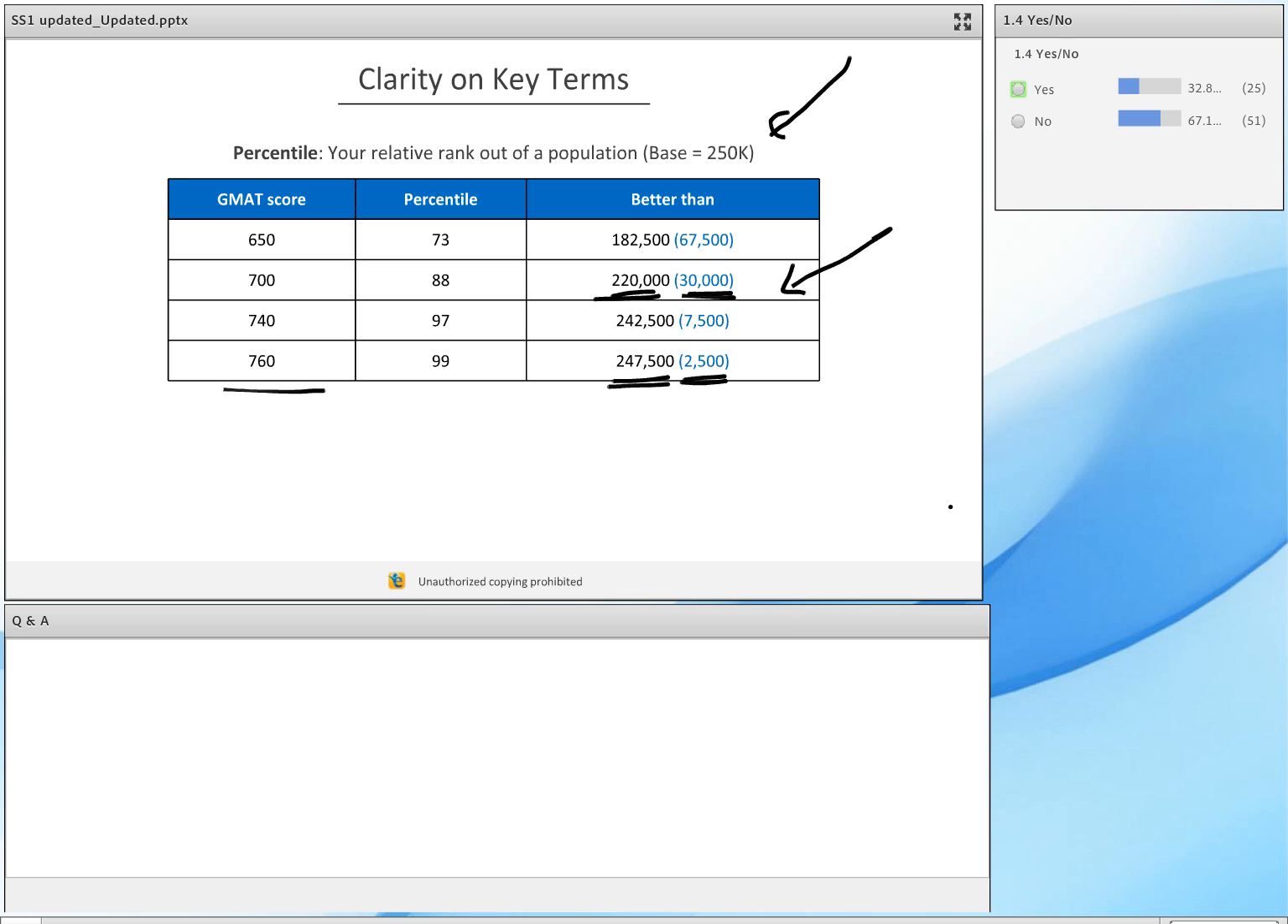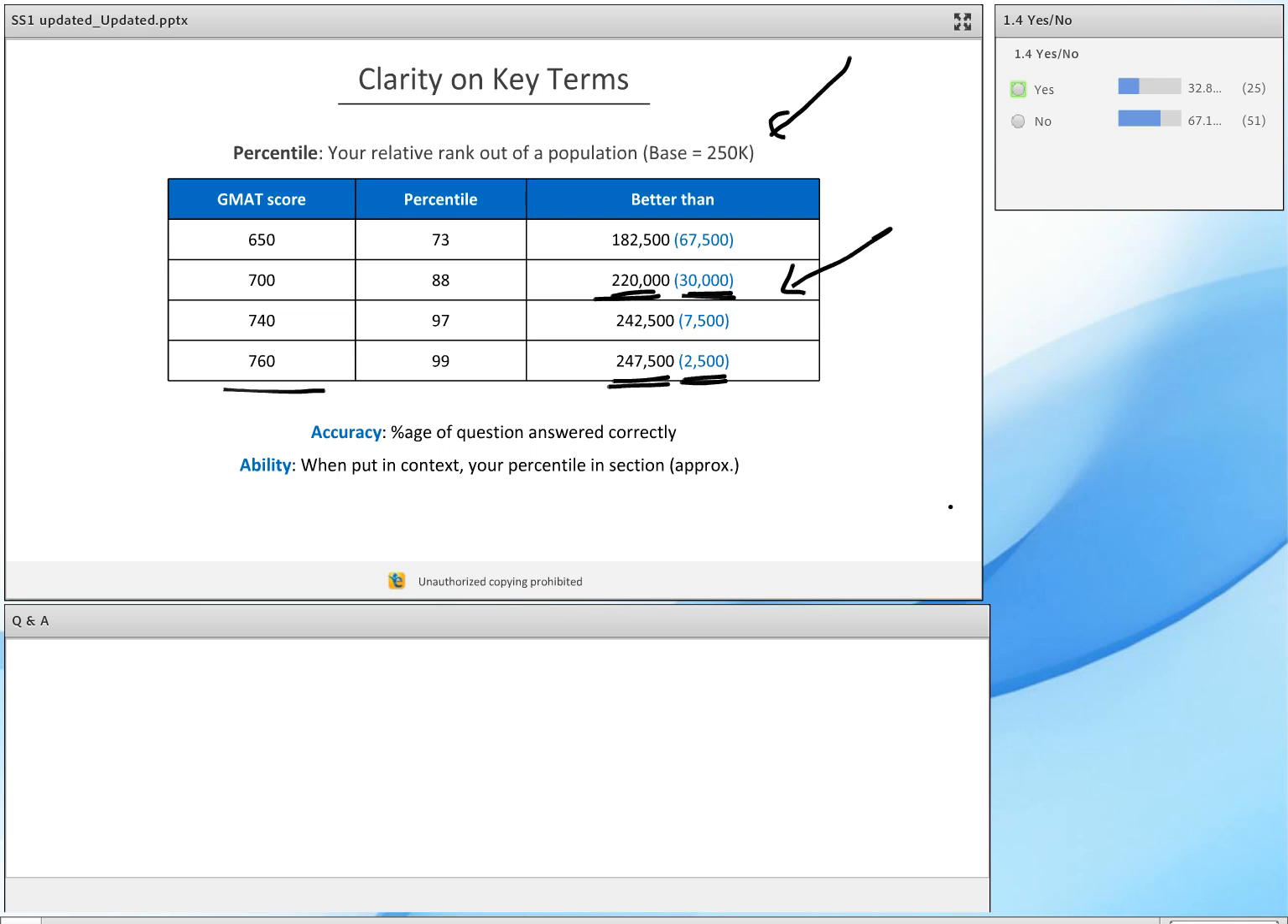The GMAT is not your school test where 30% of the class got a 95% score. That is not the GMAT. It's a comparative test, or what I call a zero-sum test. When you get a 760, it means by definition someone else doesn't, because it's a comparative score.